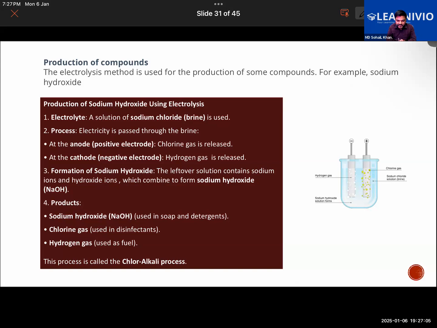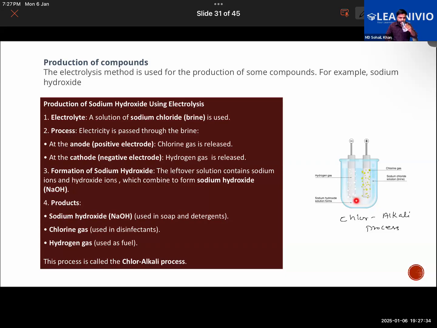Let us understand this. We have the chlor-alkali process. Although you won't usually be asked about this in detail, I thought you should know how it basically occurs. There is this process of electrolysis in which we can obtain products like sodium hydroxide, chlorine gas, and hydrogen gas. Sodium hydroxide is a base, or is it an acid? What do you guys think?